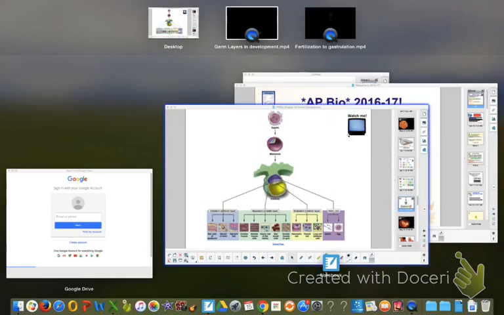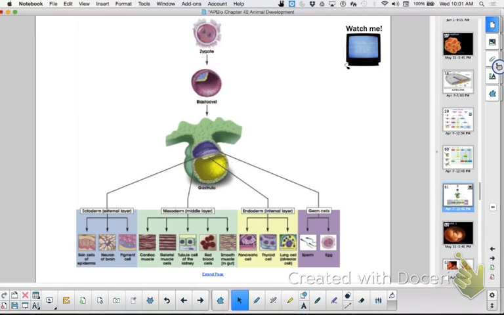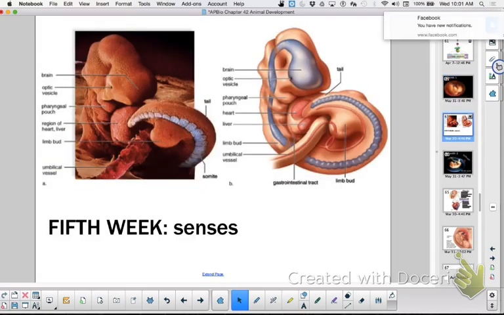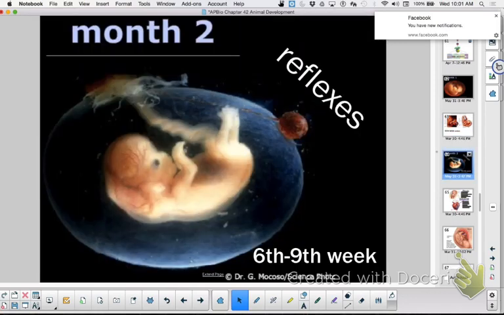All right. So here you can see, this is month 1 of a human. You can see the limb buds, and you can see when we have a tail coming around here. Here's the limb buds, here's the tail. You can see the beginnings of the optic vesicle where it's going to develop into the eye. Month 2, this is a 2-month-old fetus, starts to have reflexes.